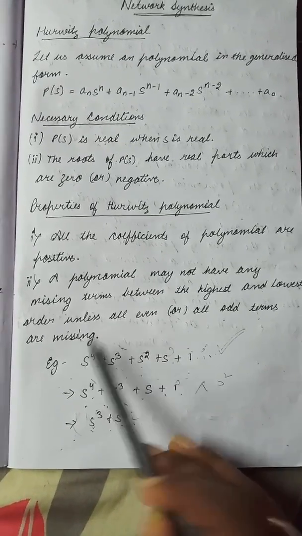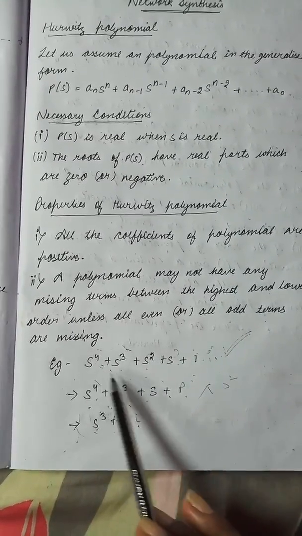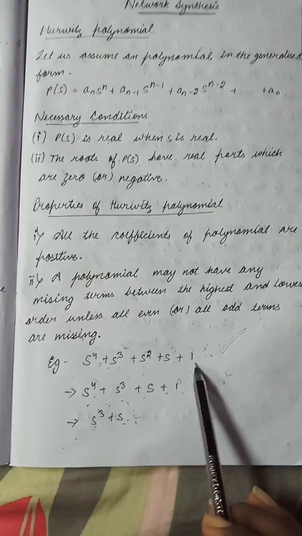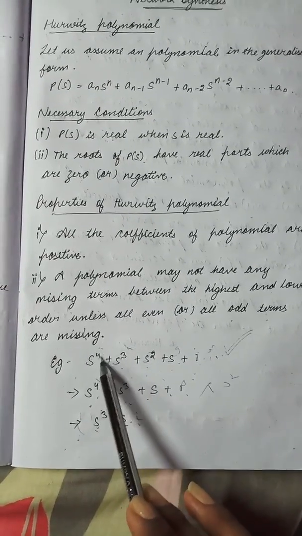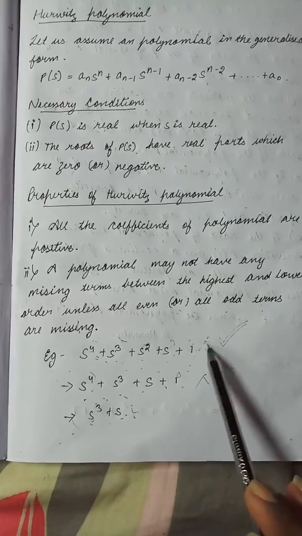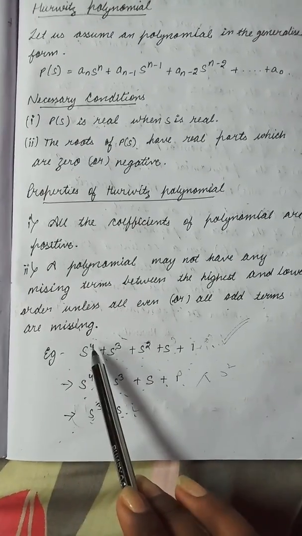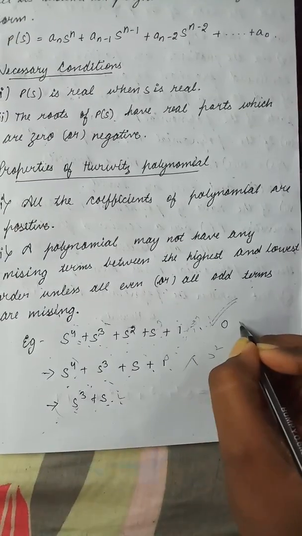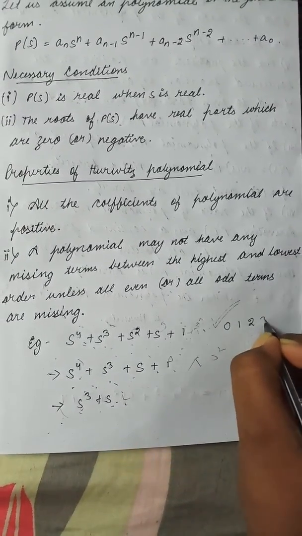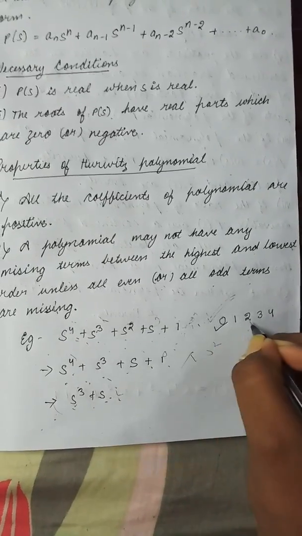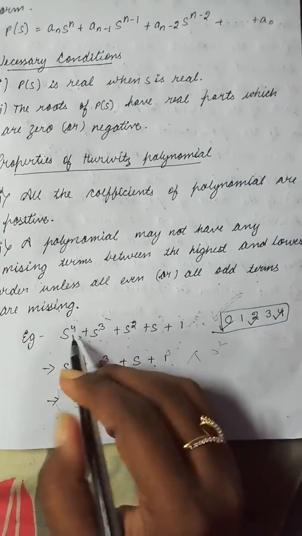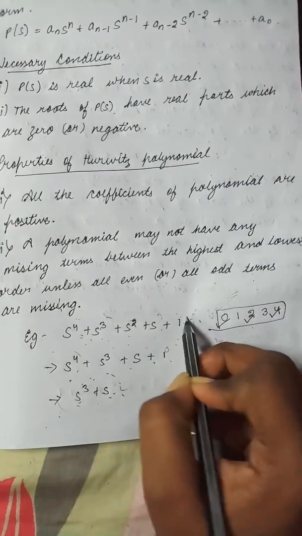This point states that, let us take an example, s to the power 4 plus s to the power 3 plus s to the power 2 plus s to the power 1 plus 1. Means here in the even part the highest degree is 4 and the lowest degree is 0, s to the power 0. Between the highest degree and the lowest degree, there is no missing term, because we know 0 is even, then 1 is odd, then 2 is even, then 3 is odd, then 4 is even. So 0 is even, 2 is even, then 4 is even. So there are no missing terms in the polynomial, because after 4, then 2, then 0.